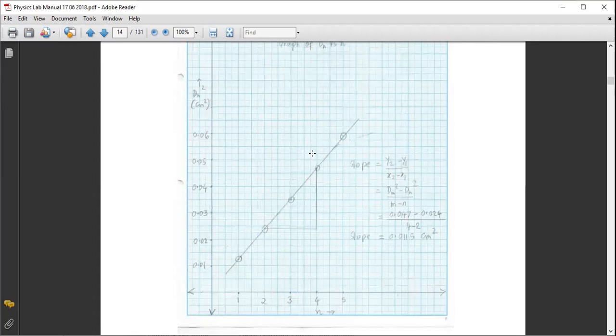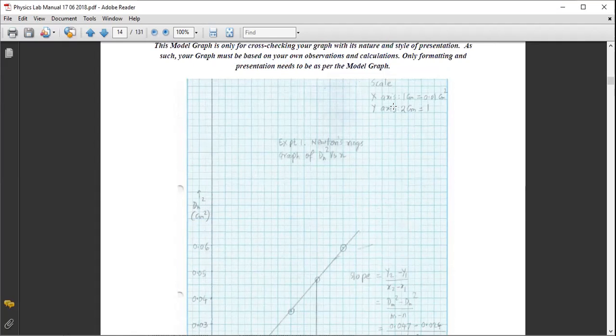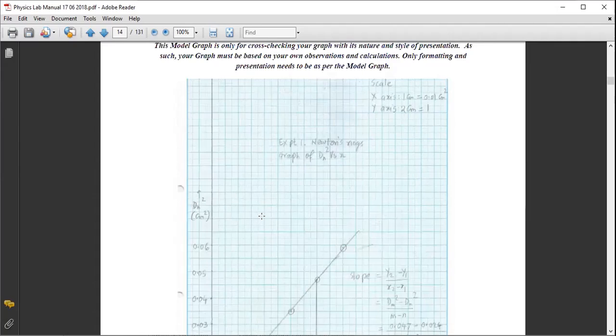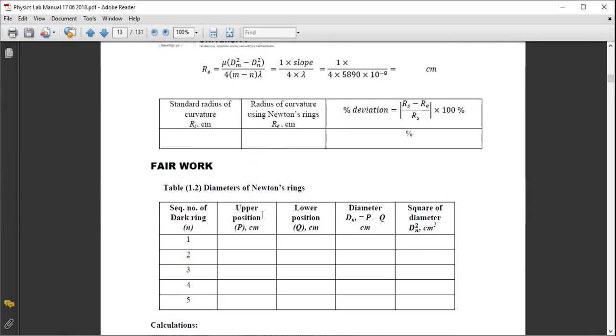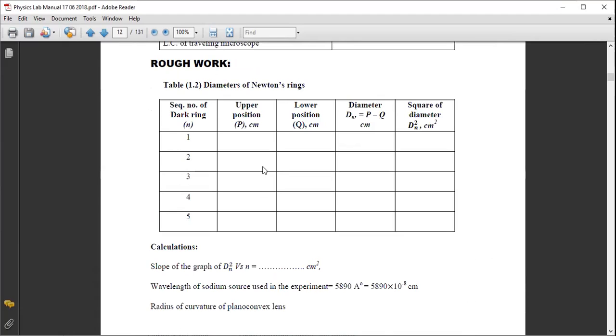Make sure while plotting the graph that you have all the details on the graph paper: title, calculation of slope, which points you have taken for the slope, unit of the x-axis, arrow marks properly, scale, arrow of y-axis, arrow of x-axis, everything. All the details should be there. We will be giving you the observation table, and you will be doing the calculations on your own. Very easy calculation.